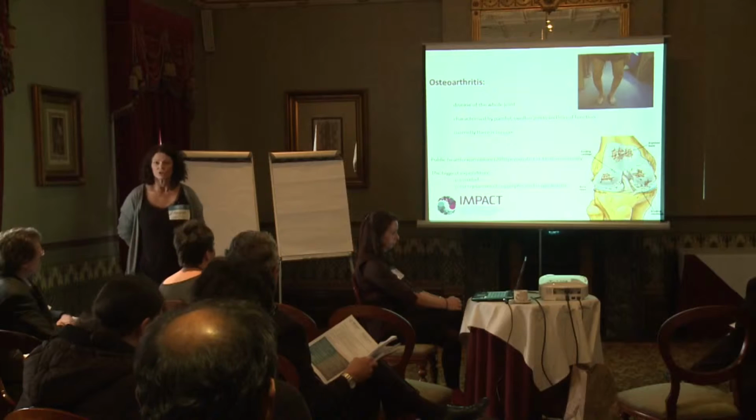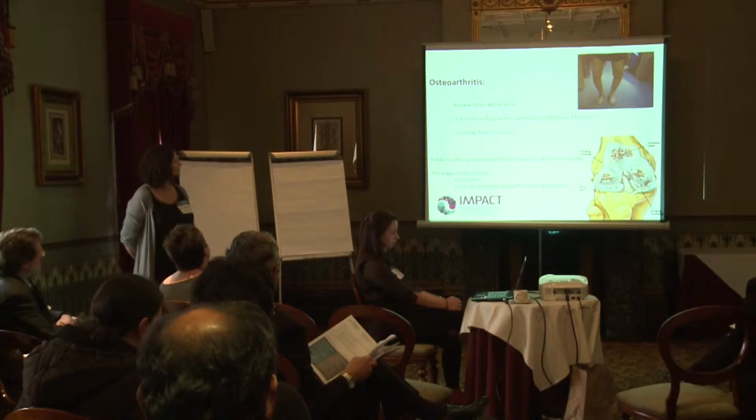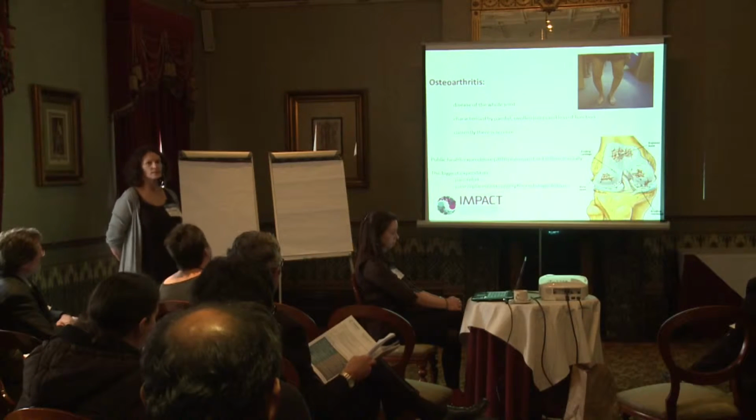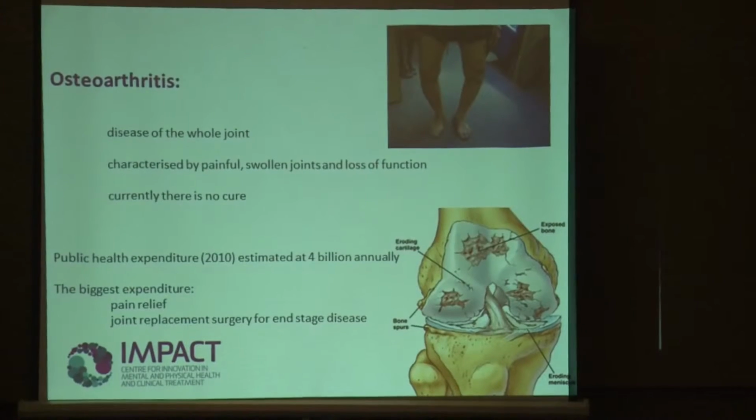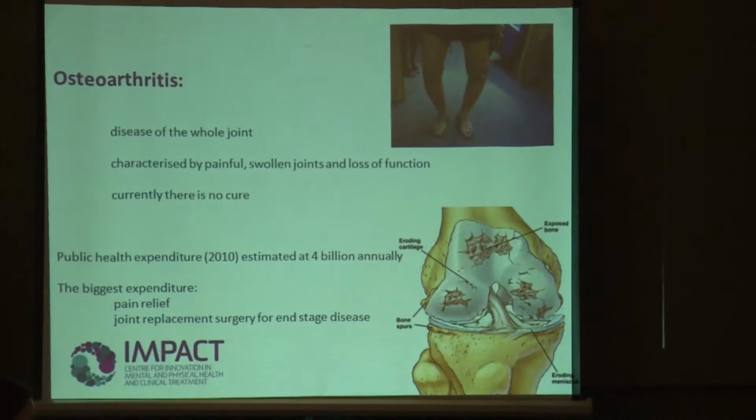So just briefly, these two diseases, as I said, are related to age. Osteoarthritis is a disease of the whole joint. It's characterised by painful swollen joints and loss of function, and you can see a person up the top there. There's no cure for it. Public health expenditure is quite high, $4 billion annually. That's quite a lot out of the health system and also out of people's pockets too. And the biggest expenditure is due to pain relief and joint replacement surgery for end-stage disease.